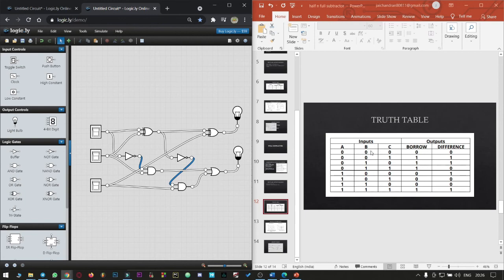So here when all the 3 inputs are 0, we observe that both borrow and difference are 0. Now when I turn on the input C to 1, we observe that both borrow and difference become 0. That's a similar case when B is turned on. So when I turn on B, we observe that both borrow and difference are 1. So that goes on. Let's just jump to the last possibility where all 3 inputs are 1. So we once again observe that both borrow and difference are 1. So that's how a full subtractor works.